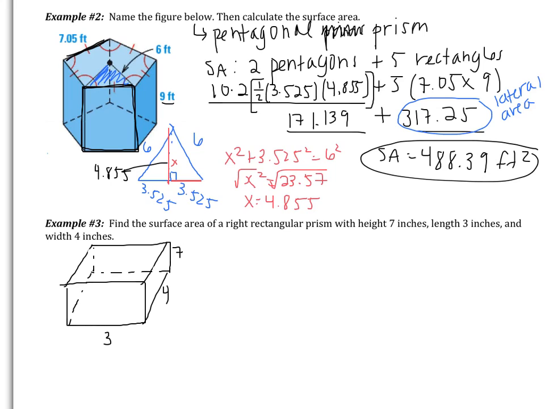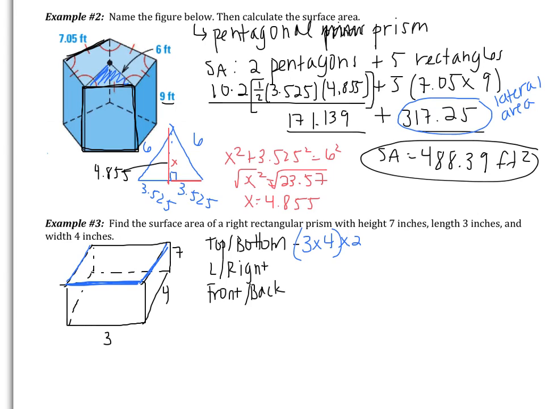Okay, so my surface area is going to be the areas of all the faces. I have the top and bottom faces, and those are going to be congruent. I have the left and right faces, and I have the front and back faces. Okay, so the top and bottom faces, that's going to be this one right here. It's 3 by 4, so 3 times 4, and then I'm going to multiply by 2 because there's 2 of them. 3 times 4 is 12, multiplied by 2 is going to be 24.